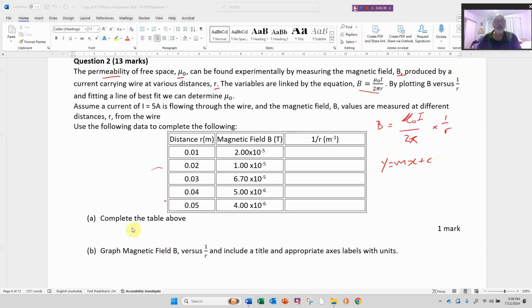So the first part says just complete the table above. Easy, 1 mark. You just go 1 divided by 2.0 by 10 to the negative 5. That gives you 100. Next one gives you 50. Next one gives you 33 and a third. Next one gives you 25. And next one gives you 20. So there's 1 mark. You then had to graph that and include a title and appropriate axis labels with units.